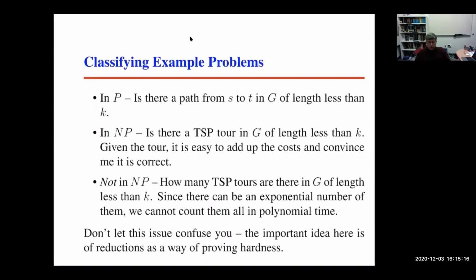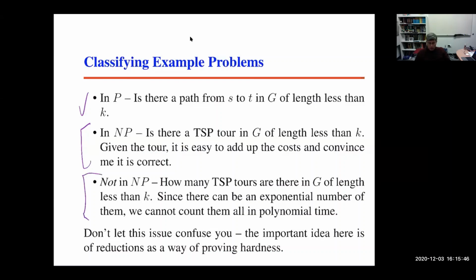So certain problems are in P, like is there a path of length less than something between S and T? Certain problems are in NP, meaning you can check the answer quickly, even if you can't find the answer. Given a tour, it's easy to convince you it's a tour, but finding the tour is hard.